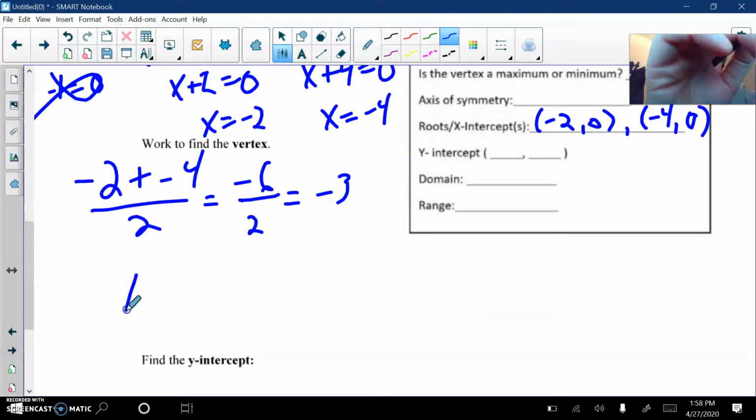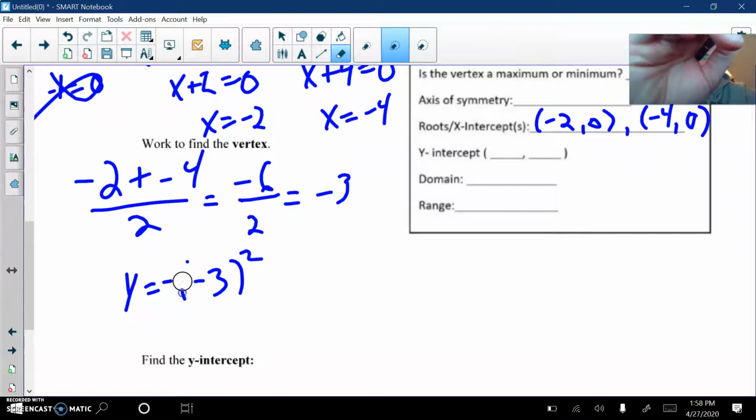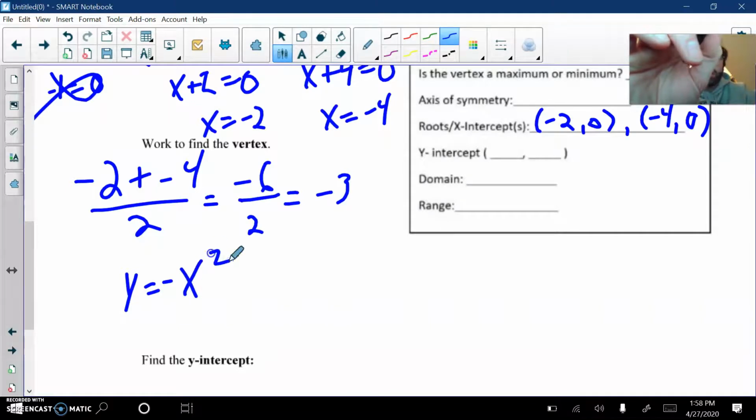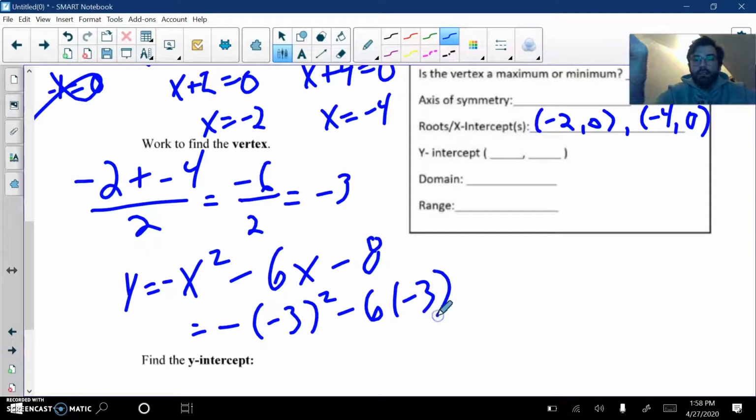I've got to find my output. So y equals... I'm going to rewrite my original first before I start doing this. That'll help us. So I have -x squared minus 6x minus 8. All right. So I plug in -3 now. So it's -(-3) squared minus 6 times -3 minus 8. Now, remember when you do this, that order of operations says to square the 3 first.